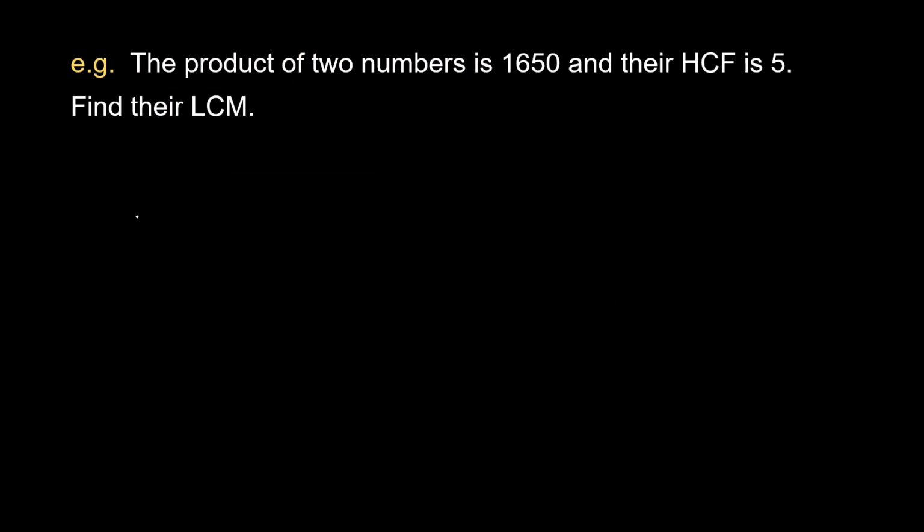So let's solve this question. The product of two numbers is 1650 and their HCF is 5. Find their LCM. So we are given the product of two numbers. So A into B is given to us as this and their HCF. So HCF of those two numbers is 5, which is already given. Now we have to find the LCM.